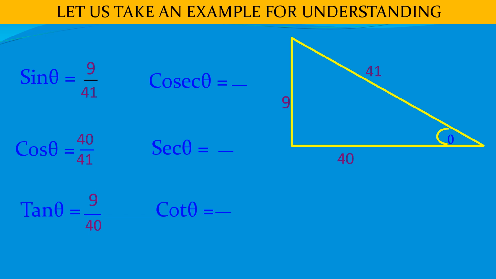Cosec theta is nothing but reciprocal of sin theta. Sin theta value 9 by 41. That's why cosec theta value 41 by 9. Sec theta is reciprocal of cos theta. Here cos theta is 40 by 41. Then sec theta is equal to 41 by 40. Similarly, cot theta is reciprocal of tan theta. So that's why cot theta is equal to 40 by 9.